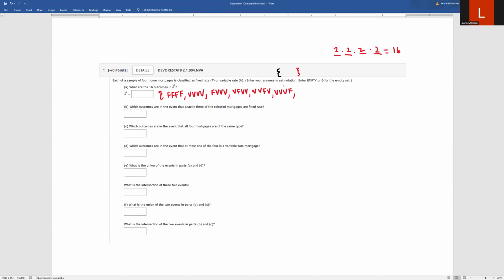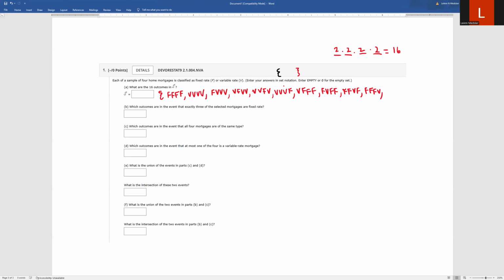Now there's a counterpart to this. You essentially could swap these V's and F's for having 1 V and 3 F's. So that would be V, F, F, F. That's 1 variable and 3 fixed. Then we can switch the positions. So F, V, F, F, then F, F, V, F. And then we have F, F, F, and V.